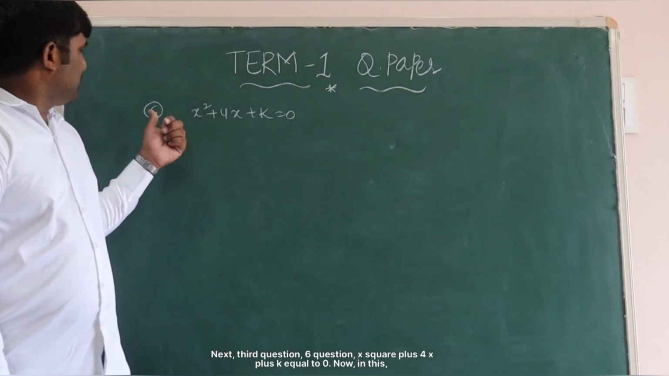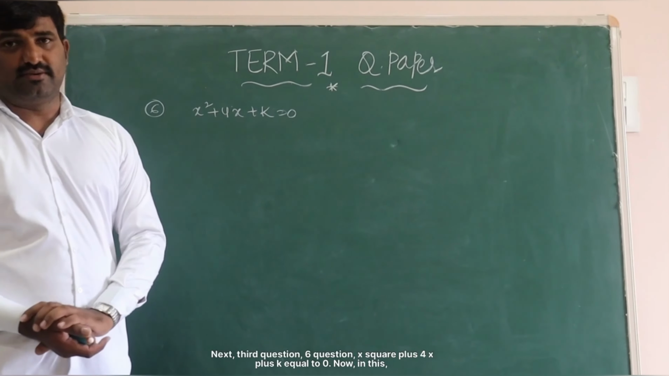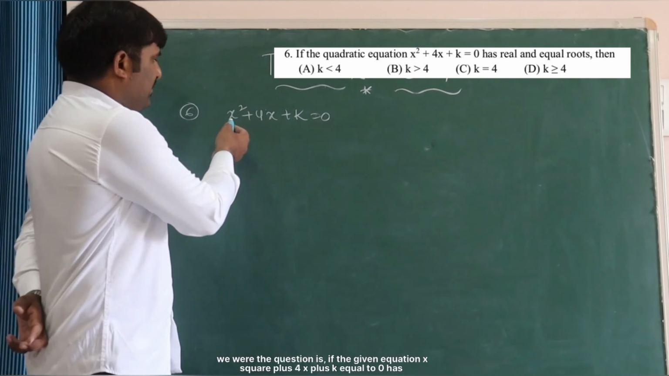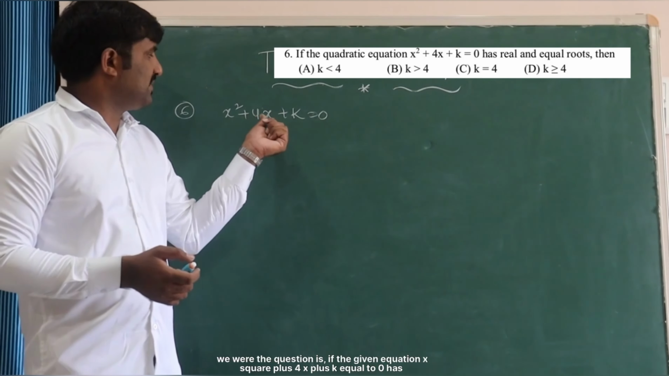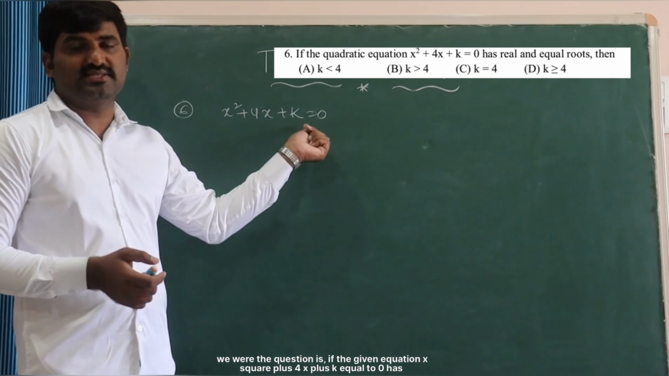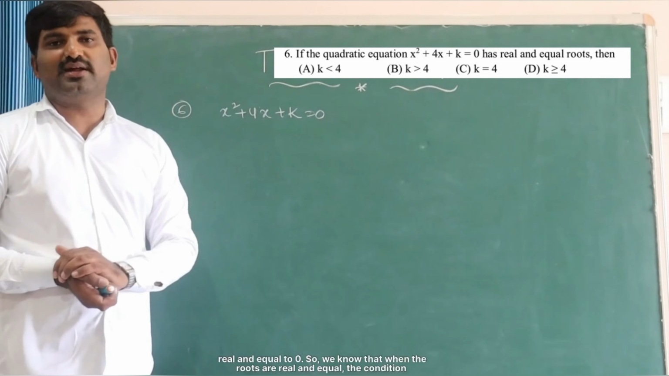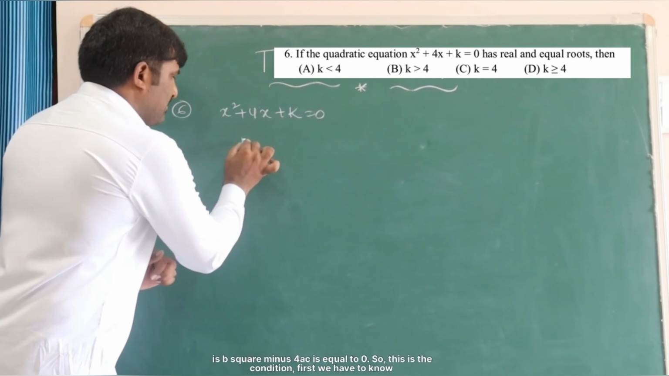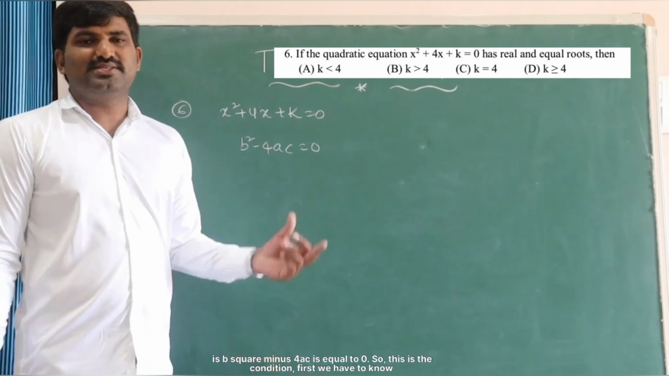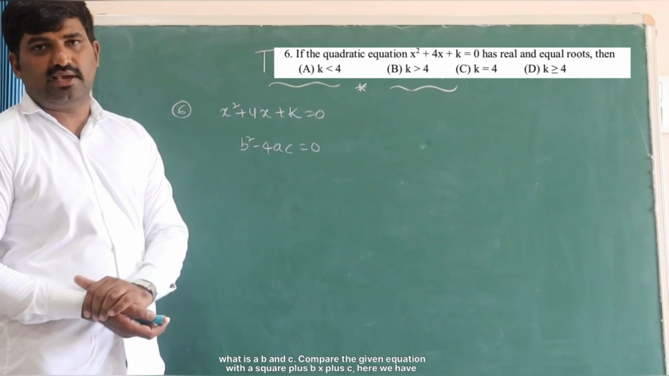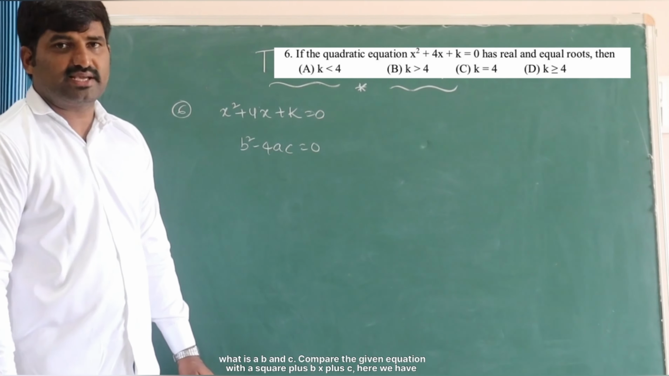Next, sixth question, x square plus 4x plus k equal to 0. Now the question is, if the given equation x square plus 4x plus k equal to 0 has real and equal roots. So we know that when the roots are real and equal, the condition is b square minus 4ac is equal to 0. So this is the condition. First we have to know what is a, b and c. Compare the given equation with ax square plus bx plus c.